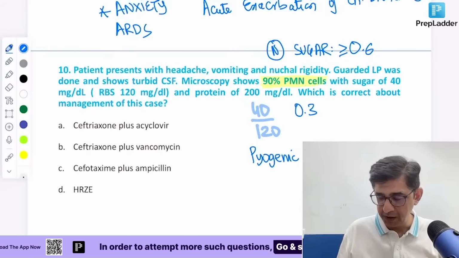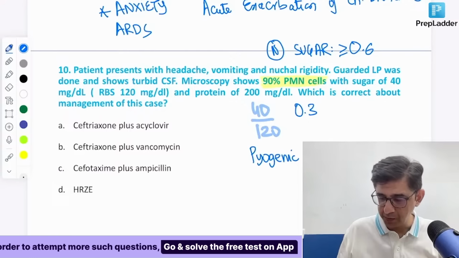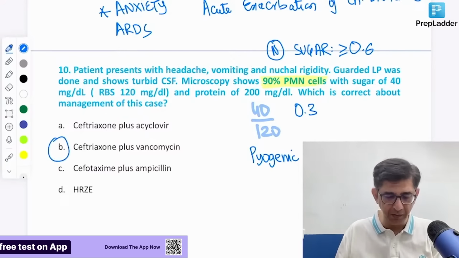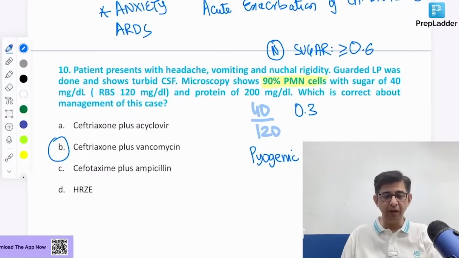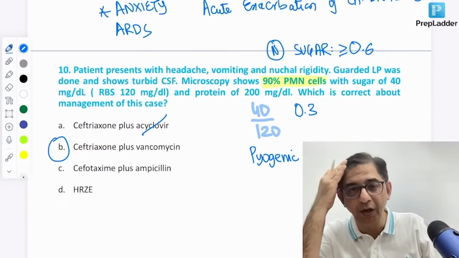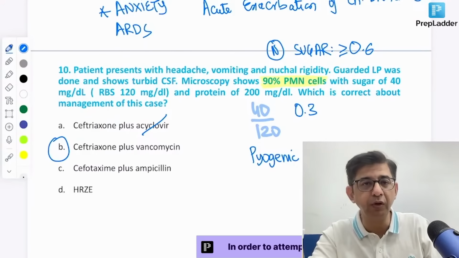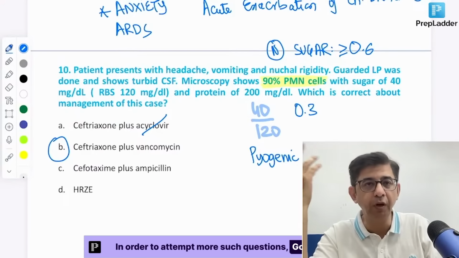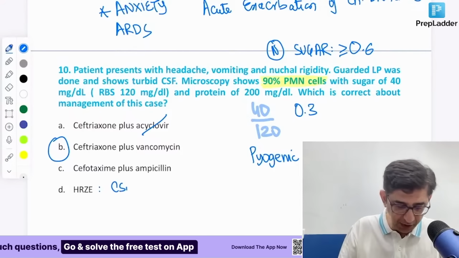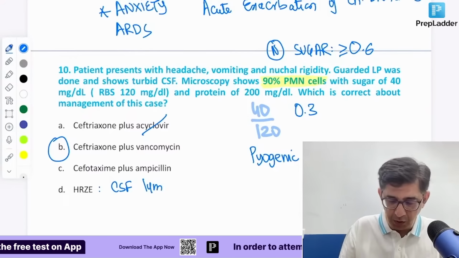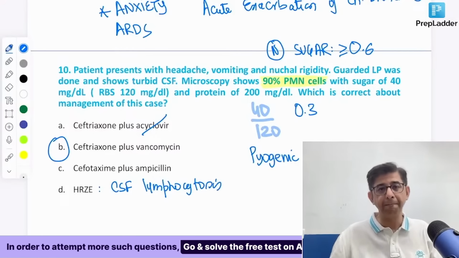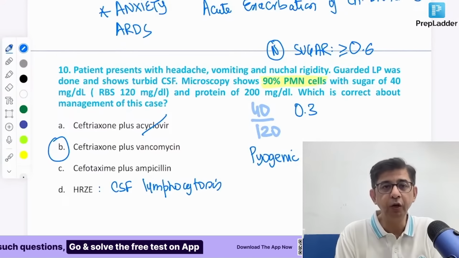For pyogenic meningitis, empirical treatment must be started in this case. So we will be starting the patient on ceftriaxone plus vancomycin. Acyclovir is out anyway. You don't start antibiotics with antiviral treatment, so it is out. So it had to be B versus C or tubercular meningitis, and tubercular meningitis will always have CSF lymphocytosis. If the MCQ had mentioned CSF lymphocytosis, then I would have thought of an anti-tubercular drug.